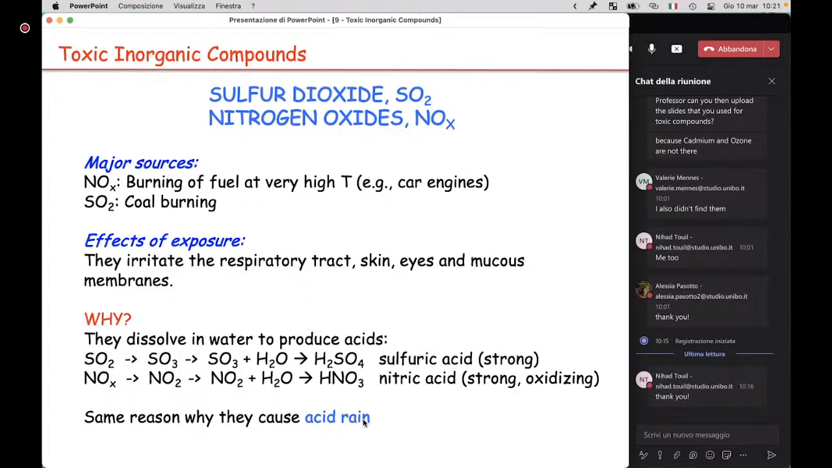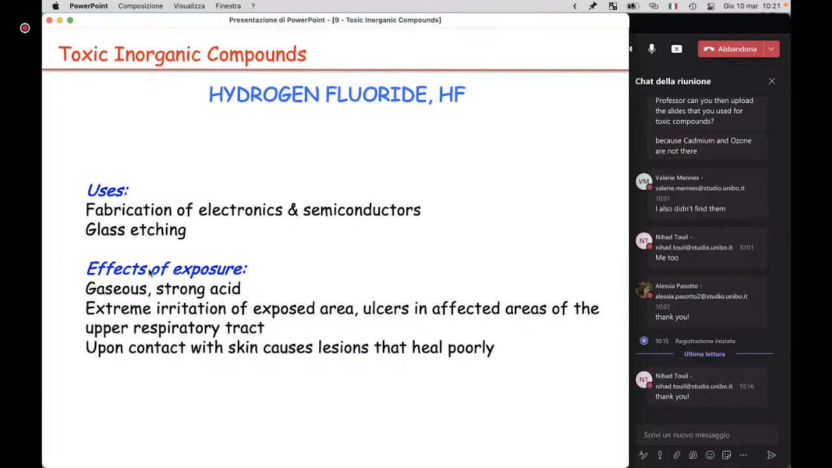Hydrogen fluoride, HF is the formula. It's quite a strong acid, and it is a gas. It is used in large amounts for the fabrication of electronics and semiconductors. So you can imagine the whole electronics manufacturing industry is using huge amounts of hydrogen fluoride, or hydrofluoric acid, which is a synonym. It is also used for glass etching, but that's a niche use. Only a few people do glass etching, but the same mechanism is used for printing electronics on silicon or silica boards. So this is very important nowadays.